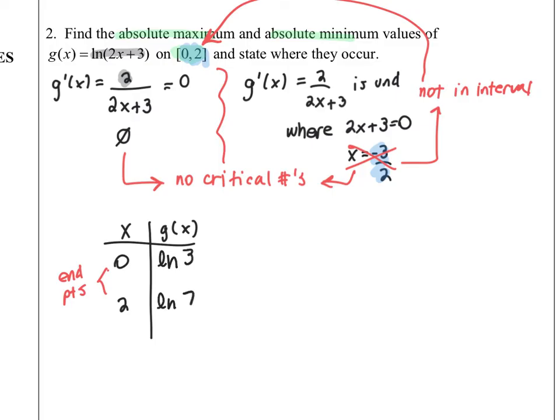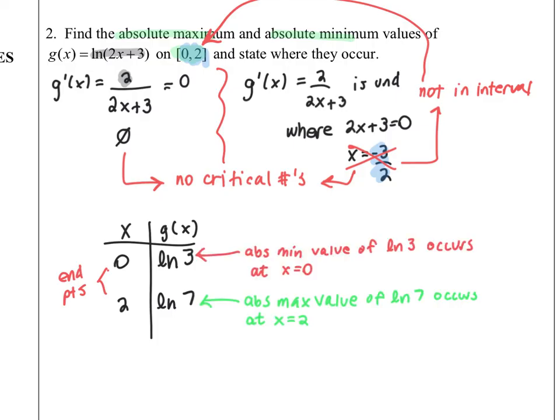And I don't know what natural log of 3 and natural log of 7 are, but what I do know is that natural log of 3 is less than natural log of 7. So this one, natural log of 3, is going to be my absolute min, and natural log of 7 is going to be my absolute max. My absolute min value of natural log of 3 occurs at x equals 0, and my absolute max value of natural log of 7 occurs at x equals 2.